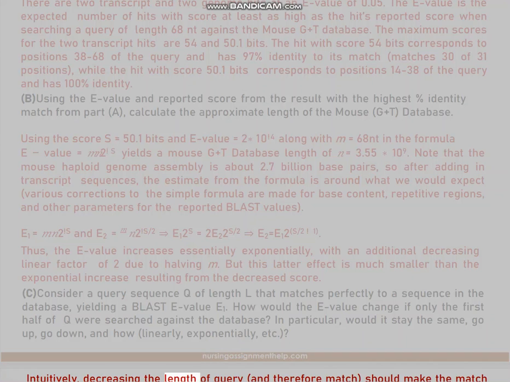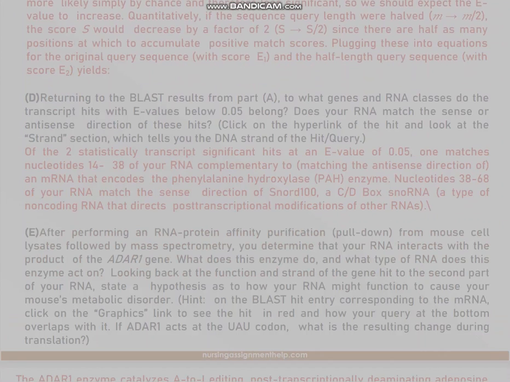Intuitively, decreasing the length of the query, and therefore the match, should make the match more likely simply by chance and therefore less significant, so we should expect the e-value to increase. Quantitatively, if the query length were halved, the score S would decrease by a factor of 2, S to S/2, since there are half as many positions at which to accumulate positive match scores. Plugging these into equations for the original query sequence, with score E1, and the half-length query sequence, with score E2, yields the result.